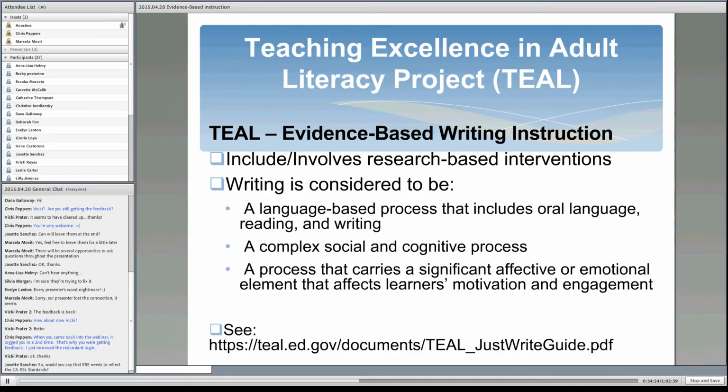TEAL focuses on what they call strategy instruction, self-regulated learning, universal design for learning, formative assessment, differentiated instruction, and effective lesson planning, many of which are presented in some research briefs. And it all includes research-based intervention about best practices in teaching, writing in particular.